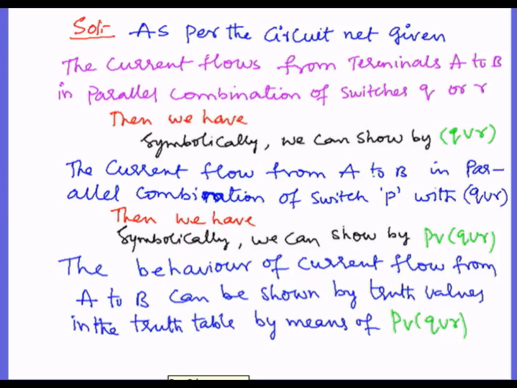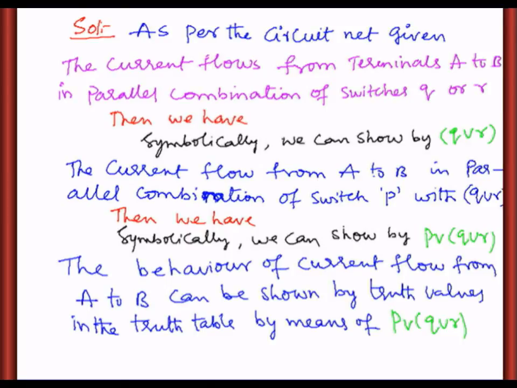Then, in the next logical step, we have to find out the truth values for the condition that is P ∨ (Q ∧ R). When we get the truth value as T under the column P ∨ (Q ∧ R), it shows that the current flows. Then for F, the current does not flow.